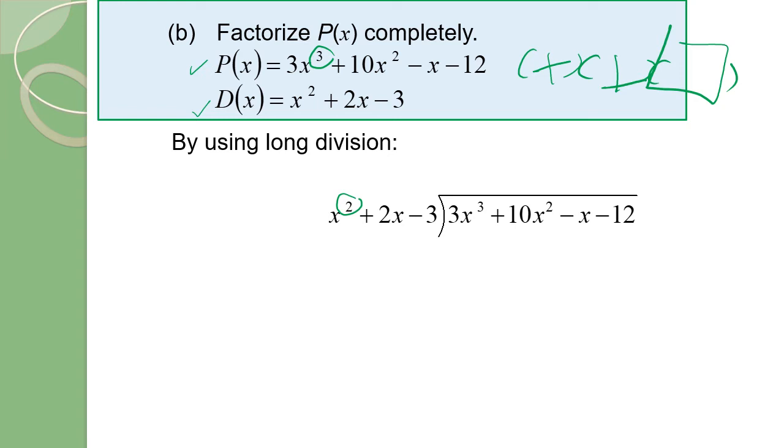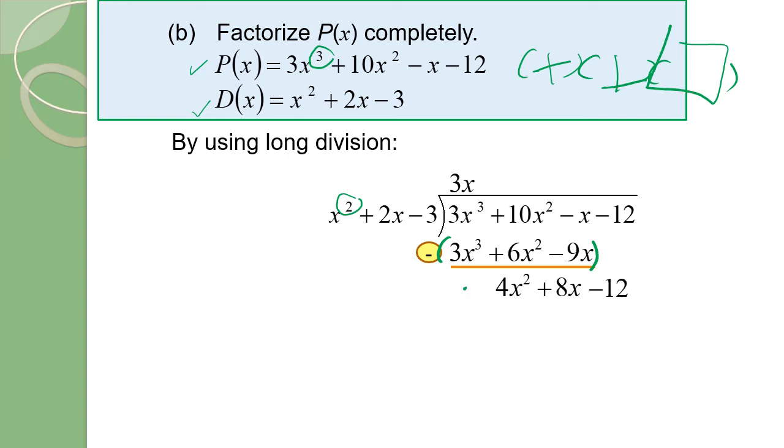For x squared to get 3x cubed, we have to multiply by 3x. So on the bottom, we have 3x cubed plus 6x squared minus 9x. Subtract this value. As usual, I like you to put brackets here. So 3x cubed minus 3x cubed is 0. 10x squared minus 6x squared is 4x squared. Negative x minus negative 9x is negative x plus 9x, which is 8x. So 4x squared plus 8x, and bring down the negative 12.